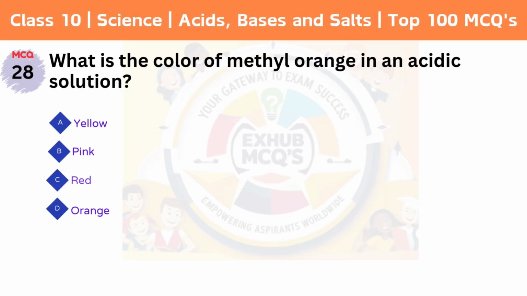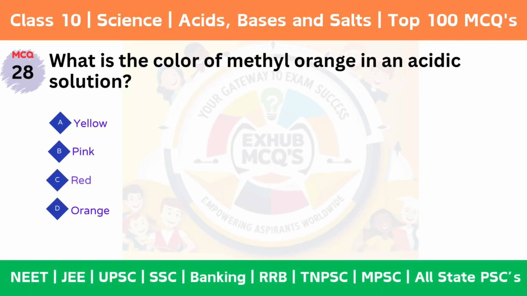MCQ 28. What is the color of methyl orange in an acidic solution? Option A, yellow. Option B, pink. Option C, red. Option D, orange.